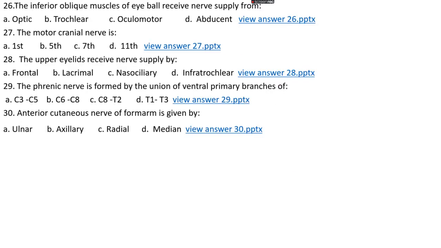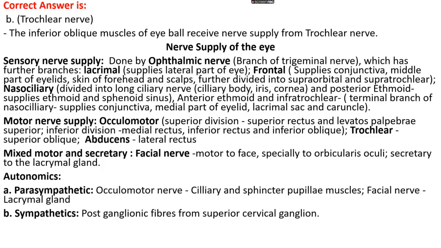Question number 26. The inferior oblique muscle of the eyeball receives nerve supply from: option A, optic nerve; option B, trochlear nerve; option C, oculomotor nerve; or option D, abducens nerve. The right answer is option B, that is the trochlear nerve. The inferior oblique muscle of the eyeball receives nerve supply from the trochlear nerve.